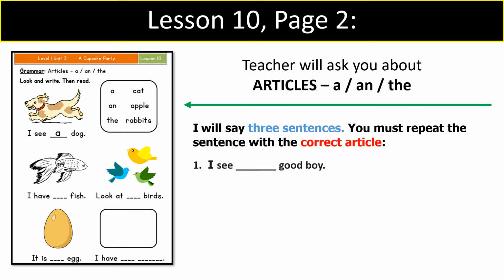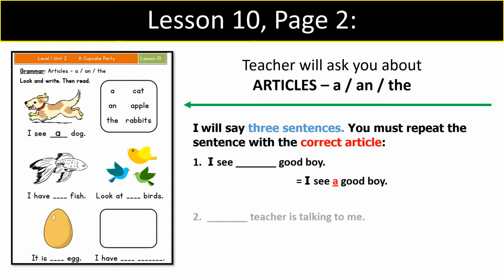Let's see this. Number 1 says, I see good boy. So is it a, an, or the? Okay. I'm going to say I see a good boy. A is fine because only one. And the word good is not an A-E-I-O-U word. I see a good boy.